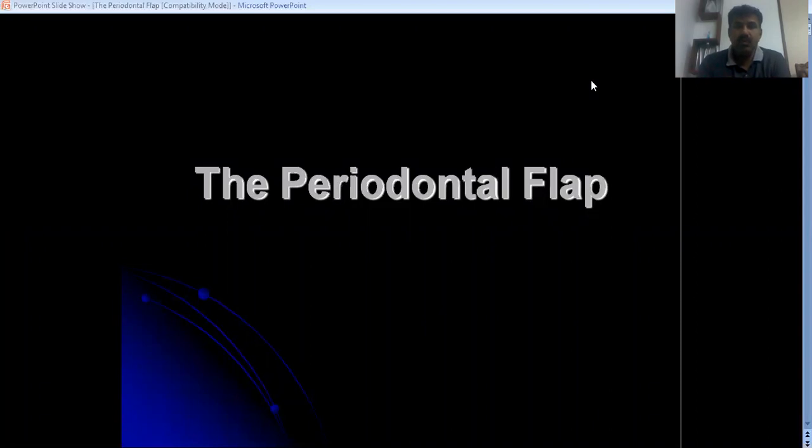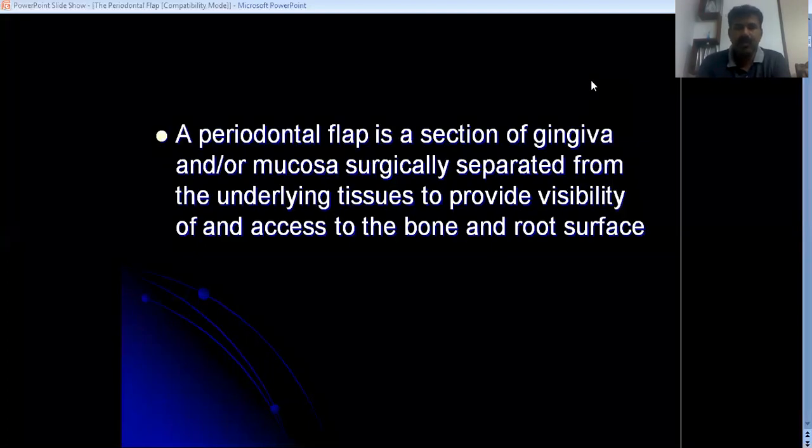So basically, we are going to discuss what is a flap today, what are the various designs in flap, what are the incisions that we usually give when we do flap surgery. Now, a flap is nothing but a section of the gingiva and/or mucosa which is surgically separated from the underlying tissues so as to provide visibility and access to the bone and root surface. So that is the basic idea of a flap.